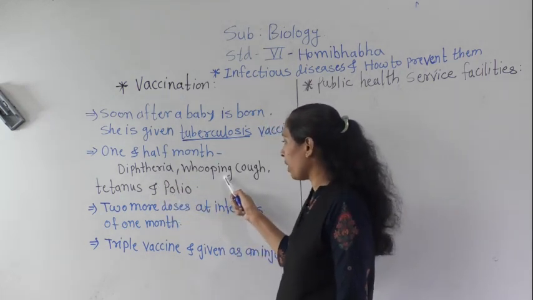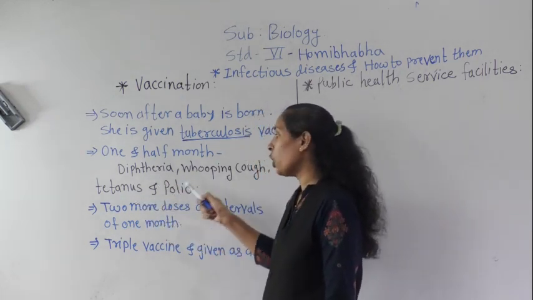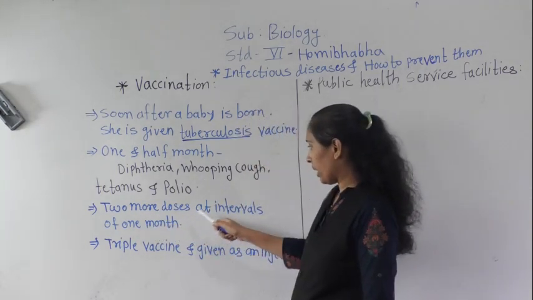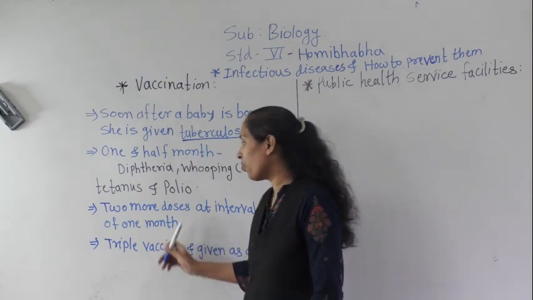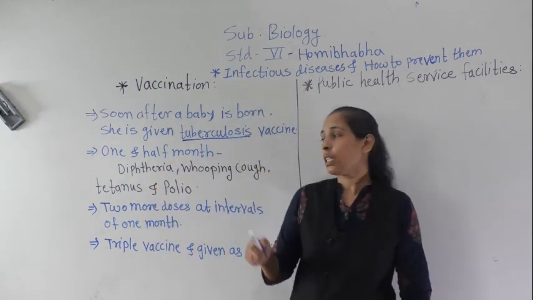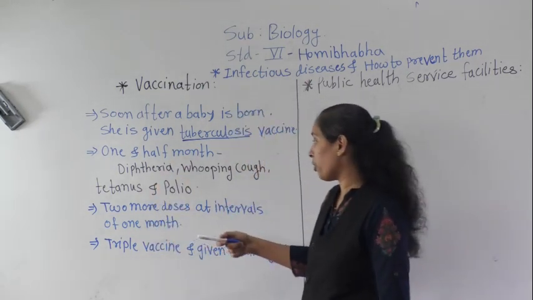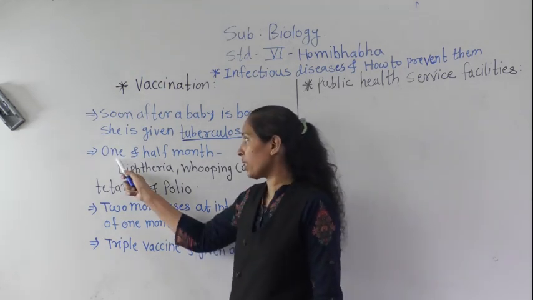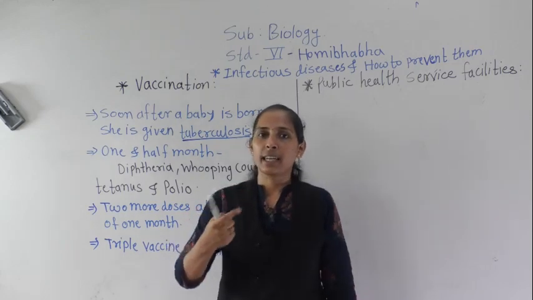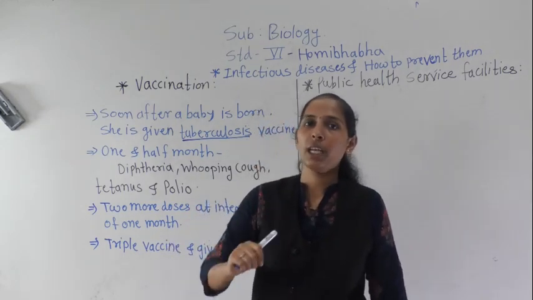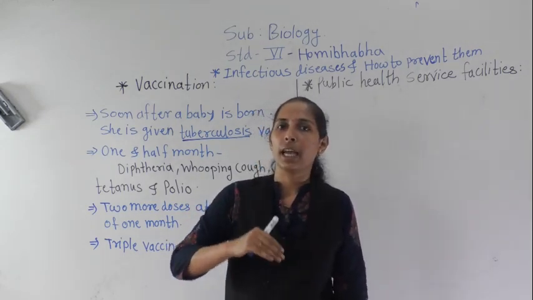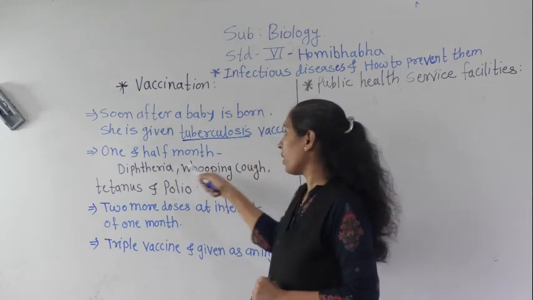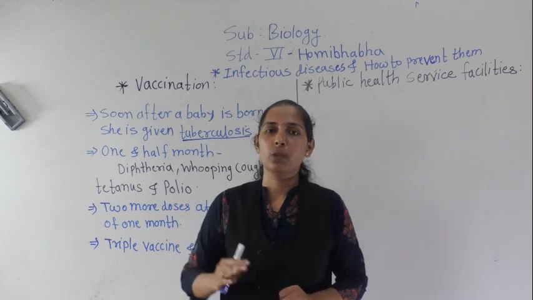Diphtheria, whooping cough, tetanus and polio. Two more doses are given at intervals of 1 month for those same diseases. Means the first is given at 1.5 months, the second at 2.5 months, and the third at 3.5 months. Like that, three doses of the diphtheria, whooping cough, tetanus and polio vaccine are given to the children.